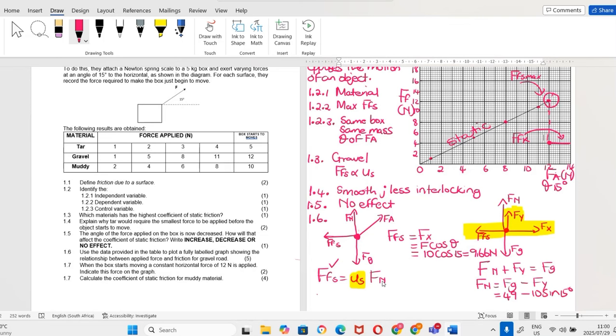Then we can just sub that in here. So remember, we already have Ffs, which is 9.66, and we are looking for μs. And then we can just sub in the 49 minus 10 sine 15 degrees. And then our μs would be equal to 0.21.